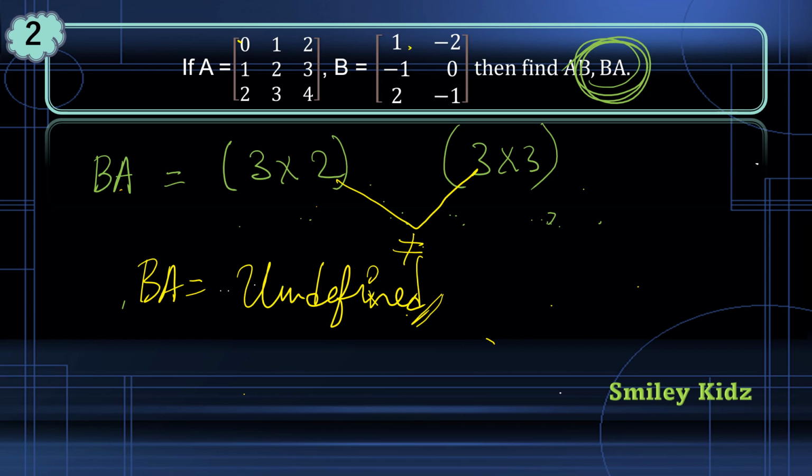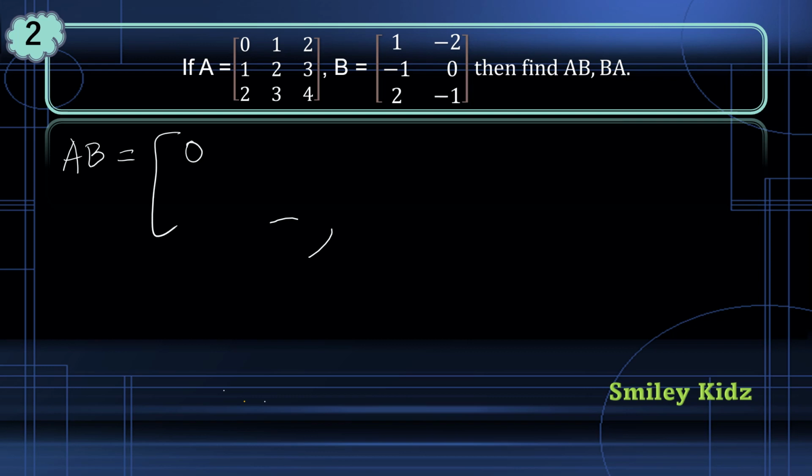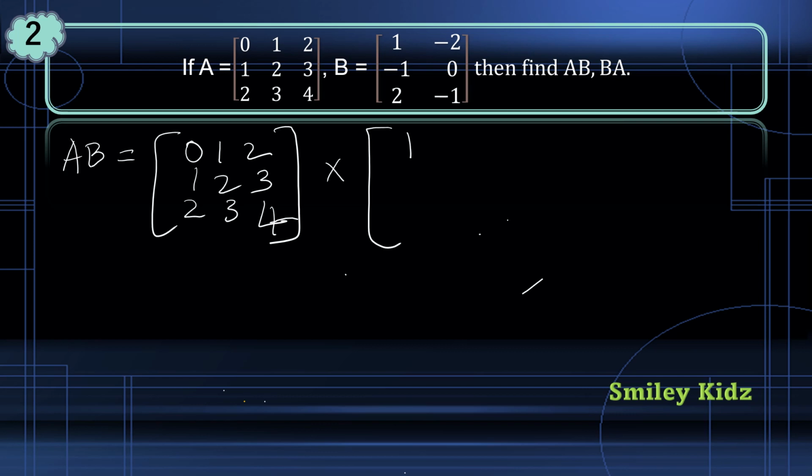Now, let's multiply A and B. How do we do that? Let me show you. AB will be equal to the matrix 0, 1, 2; 1, 2, 3; 2, 3, 4 into B, which is 1, minus 1; 2, minus 2; 0, minus 1. Let's take the first row and multiply with the two columns. Remember, the concept is the same.